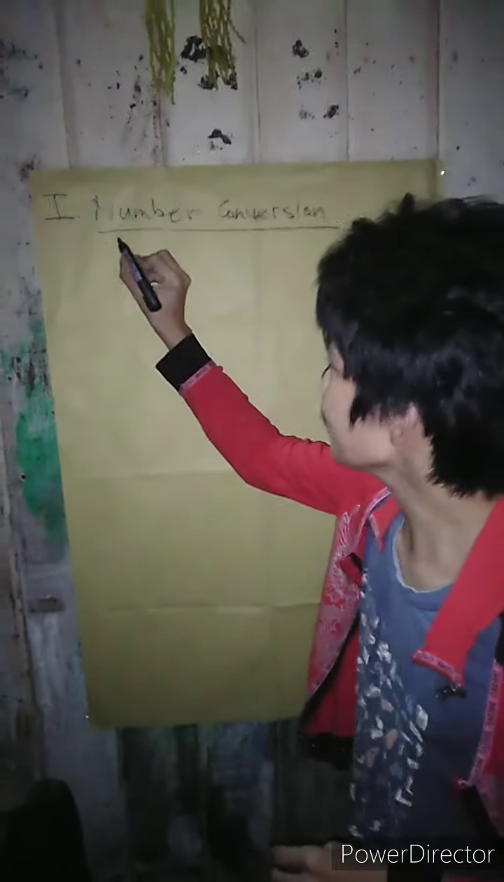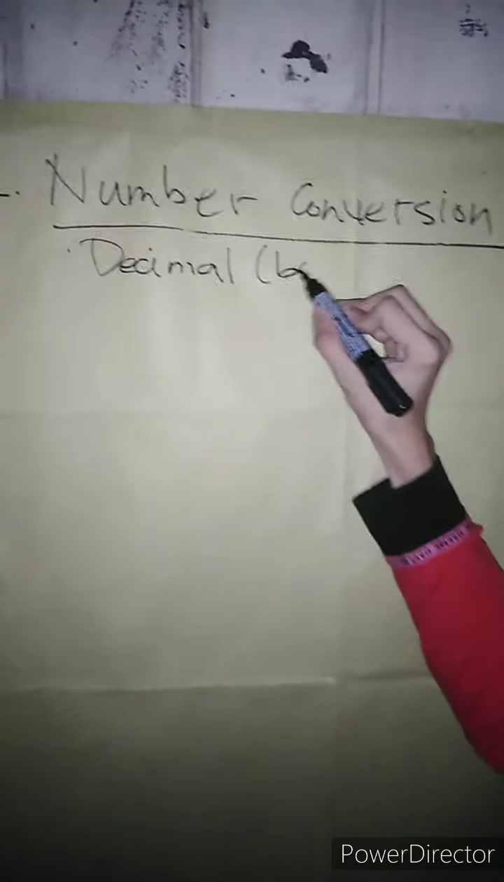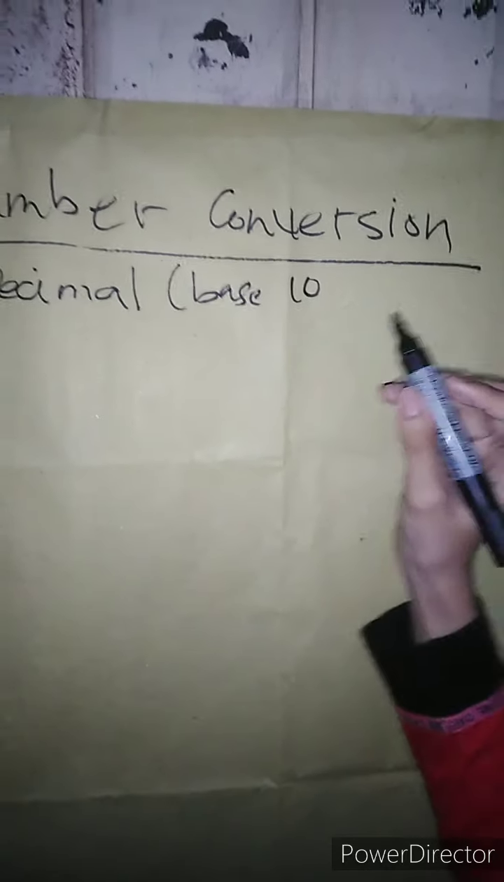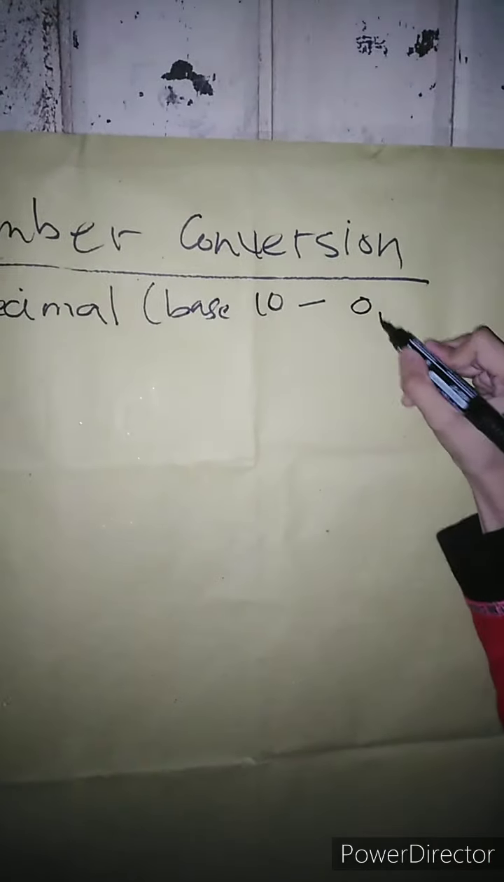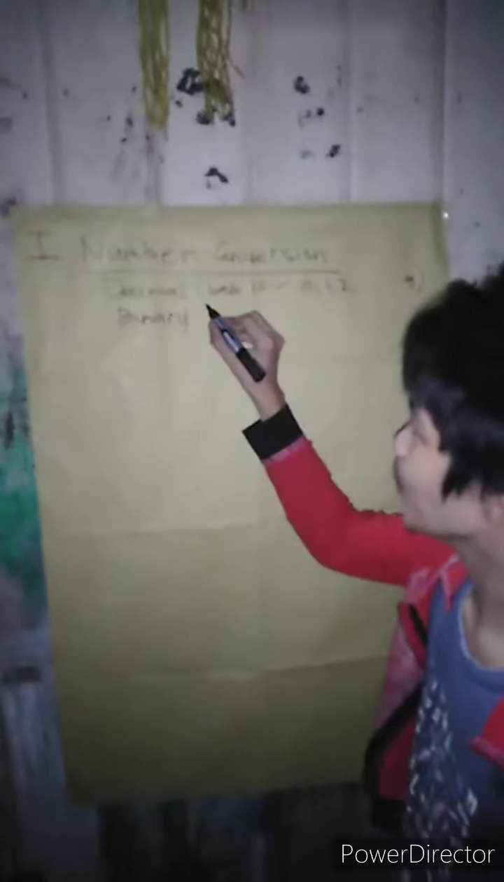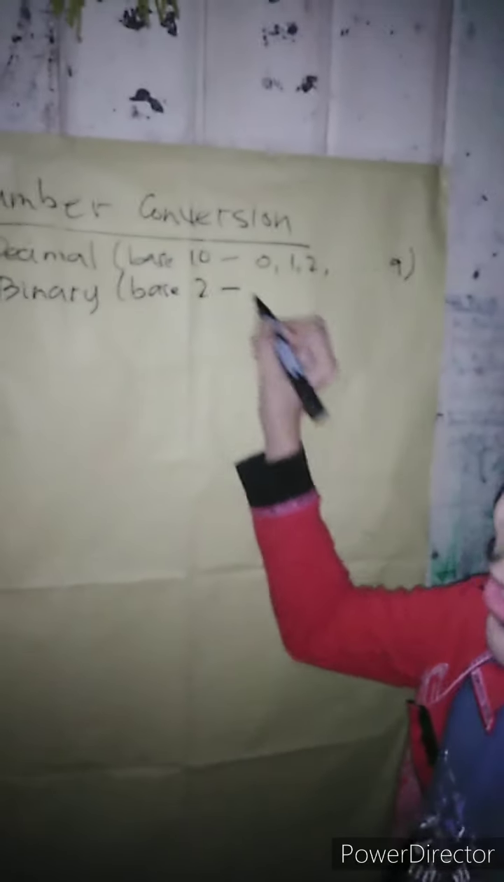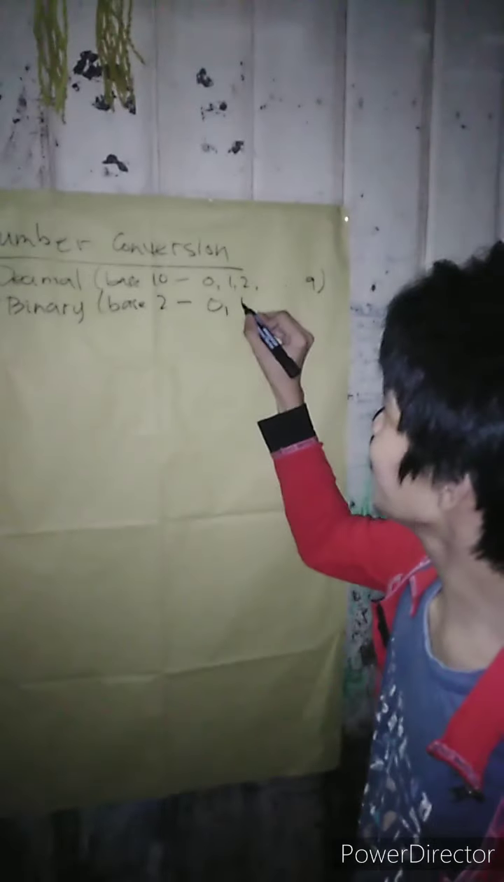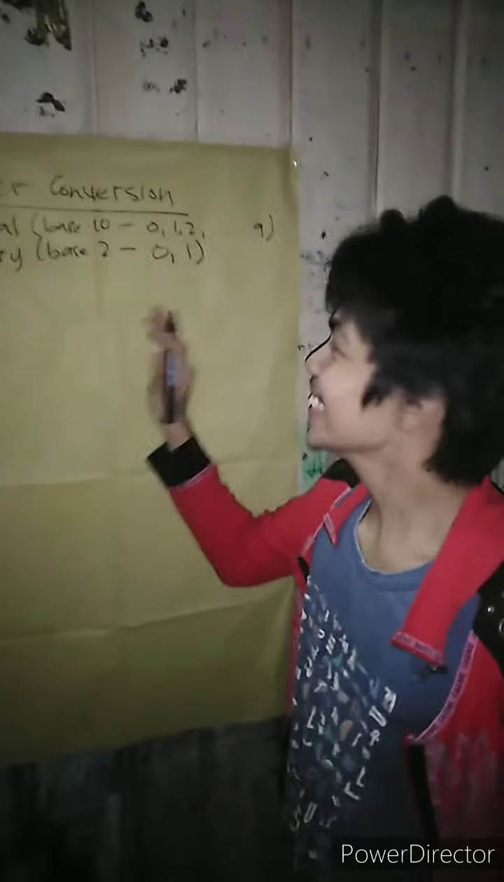Kasi hindi lang decimal ang base na meron tayo. We have, kasama ng decimal, which is in base 10, na composed of 0, 1, 2, hanggang 9. We also have this binary, which is in base 2, composed of the digits 0 and 1. O diba, dalawa lang sila? Sana all dalawa lang.